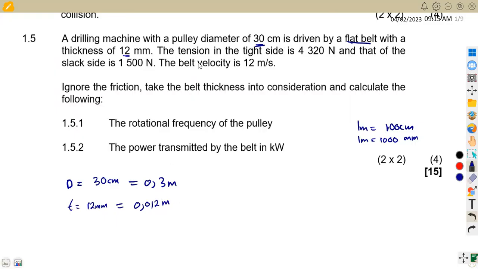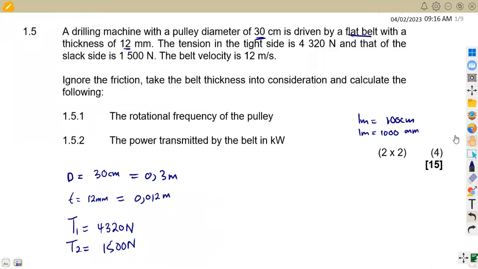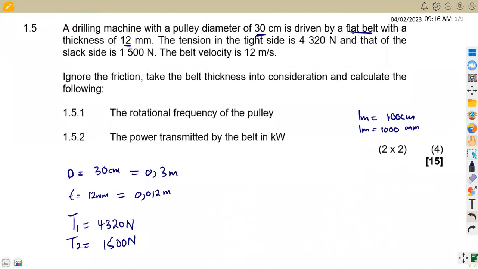Okay. The tension in the tight side is given as T1, remember your tight side, that's T1, which is 4,320 Newton. And that of the slack side, okay, this question, they gave us everything, 1,500 Newton. So everything was given here. And also, we have the belt velocity of 12 meters per second. So given V, which is 12 meters per second.